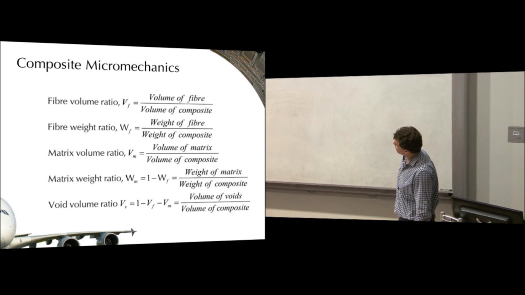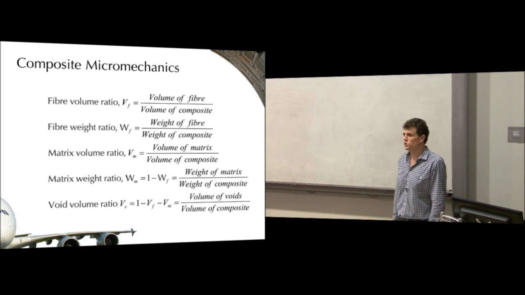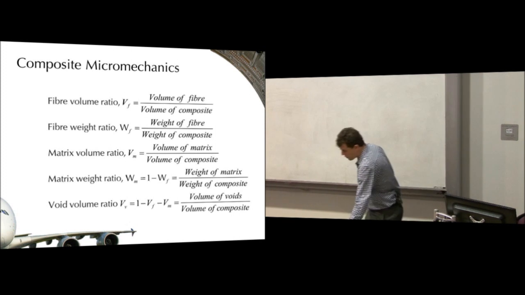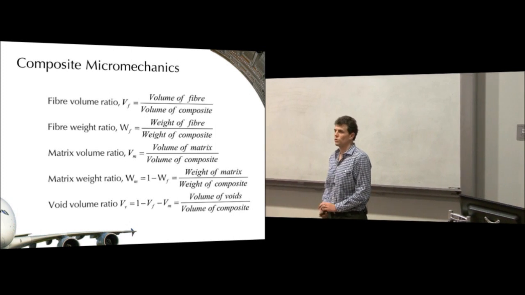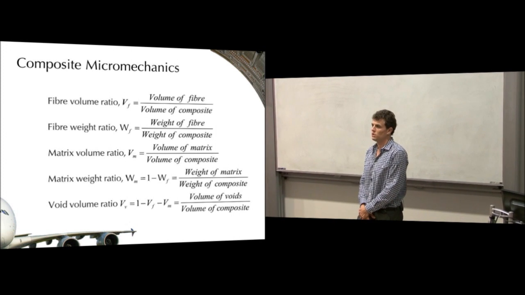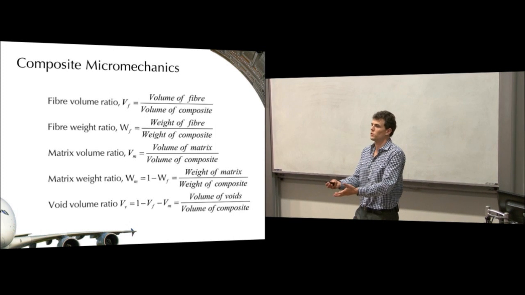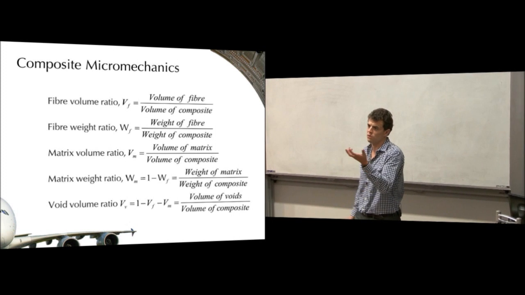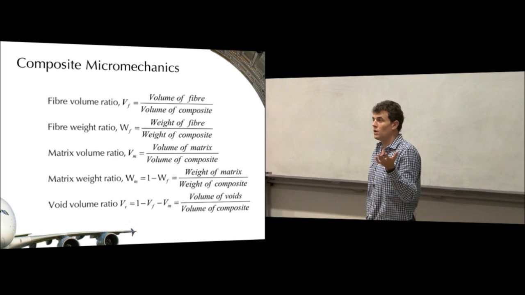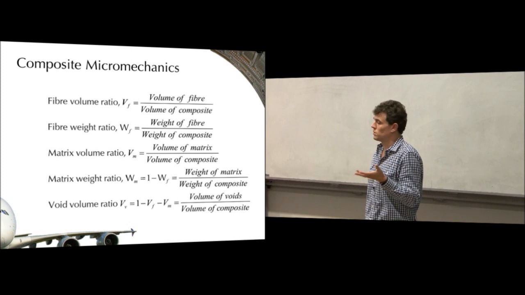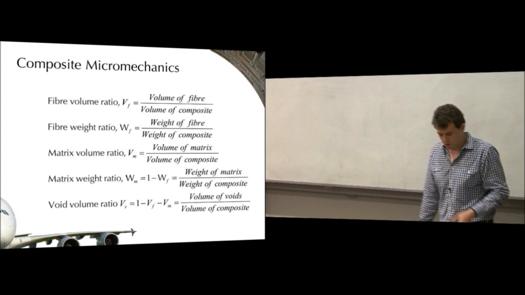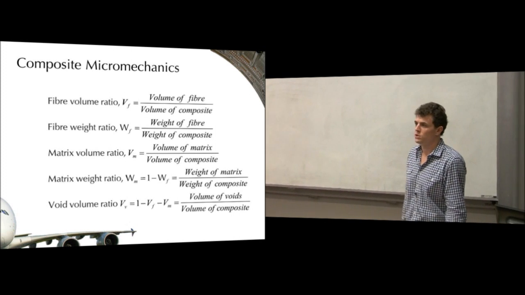Now, we don't tend to use weight ratios as much because they affect the properties less. But when you're making a composite, the weight ratio is relatively important because you tend to weigh fibre and resin. You don't tend to measure volumes. You put them on the scales. You say, I've put a kilogram of resin with 5 kilograms of fibre or something to that end. So the weight ratio is most important when you're making them, but the volume ratio is more important when you're determining the properties.